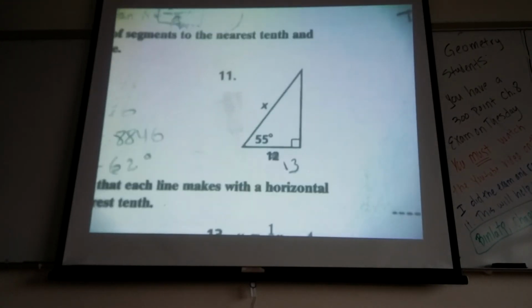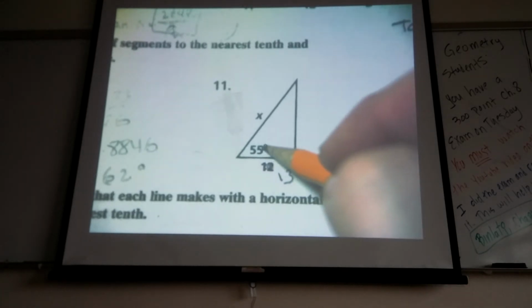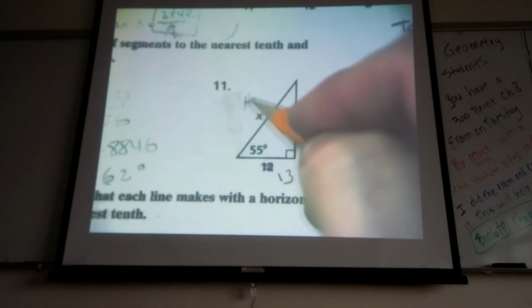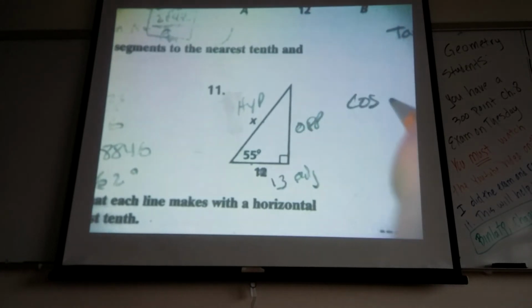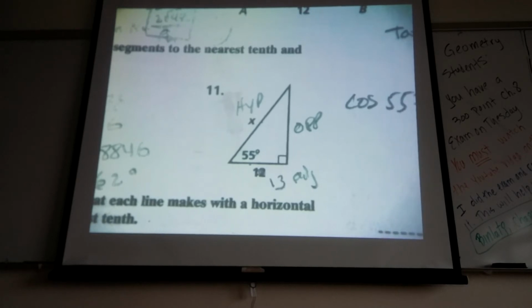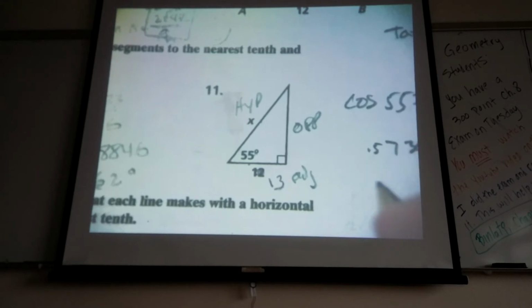Okay. Now number 11, let's set it up the same way. According to this one, this is the opposite, this is the hypotenuse, and this is the adjacent. So here I'm talking about adjacent and hypotenuse, and that is cosine equals adjacent over hypotenuse. Look under angle 55, you go to cosine, 0.5736 equals 13 over x. Crisscross multiply here, 0.5736x equals 13.